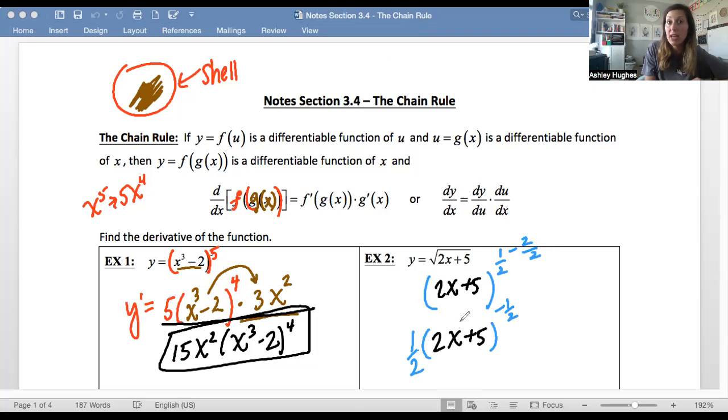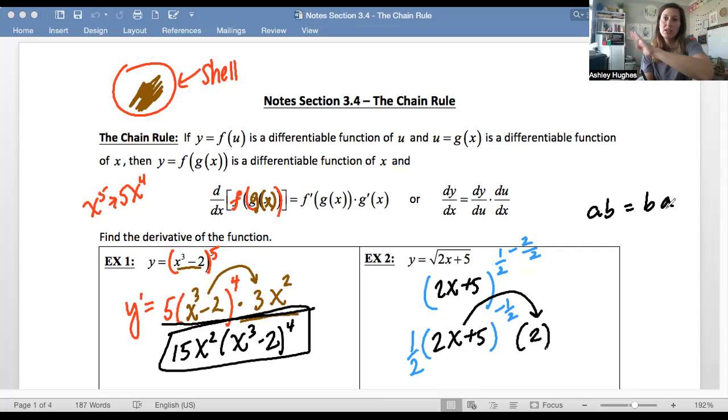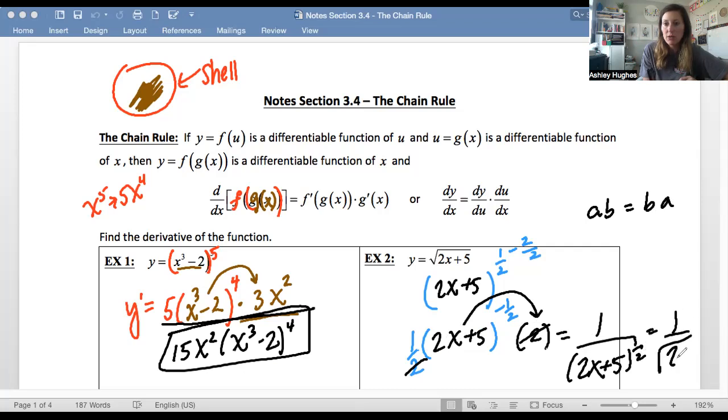Then on the same line, say on the same line, you multiply by the derivative of the inside, which in this case is 2. Then you look across and see what you can multiply. Remember, a times b is the same as b times a, so you can move around the factors you're multiplying. So 1/2 and 2 I can multiply together and those cancel to be 1. And so my answer is 1 over (2x plus 5) to the 1/2, or 1 over the square root of 2x plus 5.